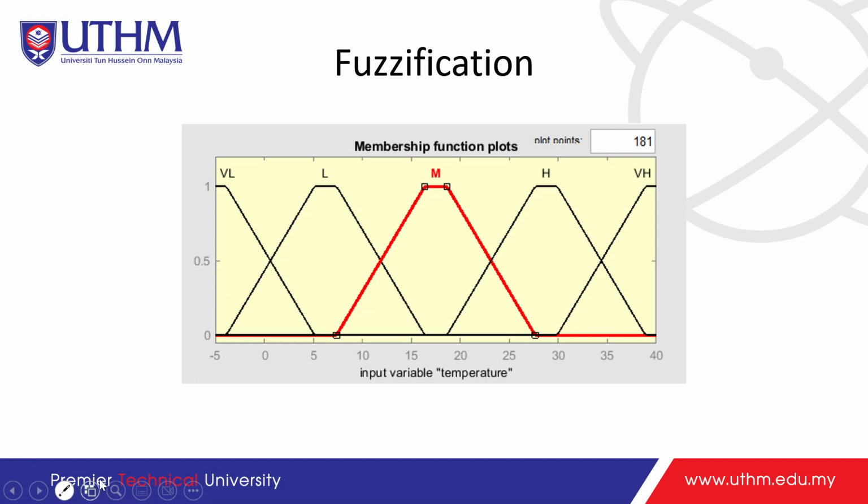For example, this is a trapezoidal membership function. This input variable is temperature. You may fuzzify the temperature variable as very low, low, medium, high, very high temperature, which gives 5 fuzzy membership functions.